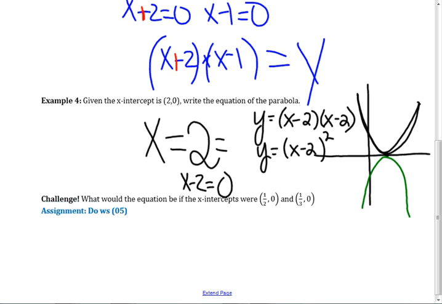What about the green one? What would be the equation for this one? X minus 2 squared with what? What flips it back over the x-axis? Negative. Okay.